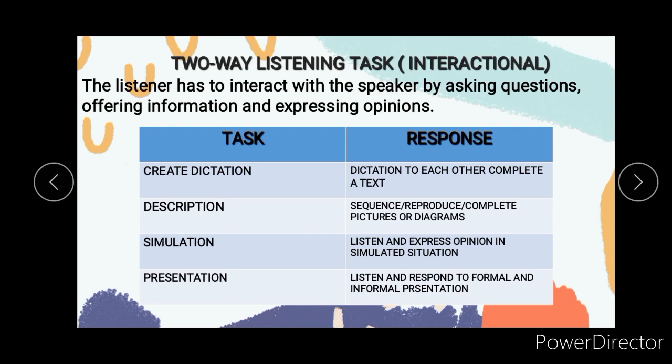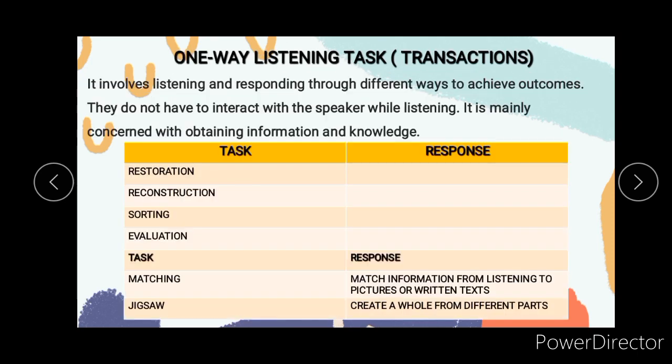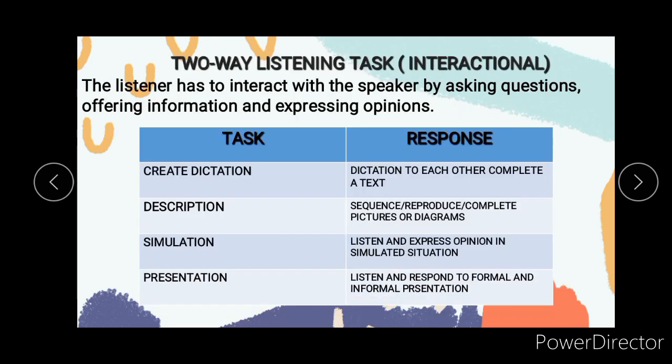Of course, we have the two-way listening task, or the interaction. If the one-way listening task is a transaction, the two-way listening task is interactional. So the listener has to interact with the speaker by asking questions, offering information, and expressing opinions.